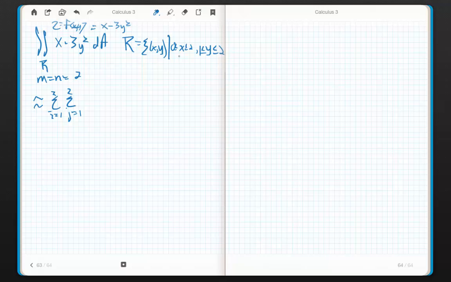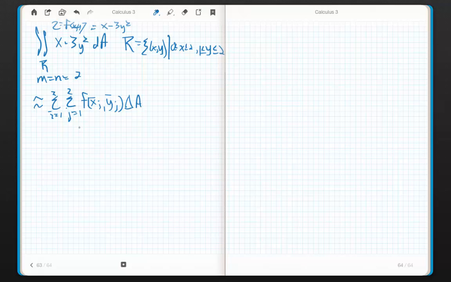Now you may be going, wait a sec, I thought x was between 0 and 2. No, no, no, guys, this is just a sub-indexing set. This is telling me that I'm going to let i roam, starting at x sub 1 and going up to x sub 2. I'm going to let j roam over those y's, starting at 1 and going to 2. Let me finish this first: f of x bar i, y bar j, and then delta A.